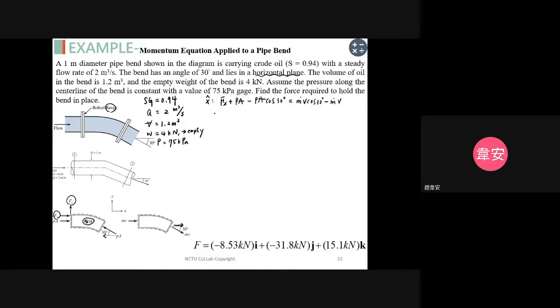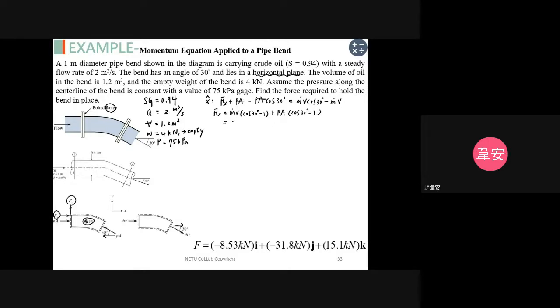Okay, we just reorganize the equations. So Fx is equal to the mass rate times V, and there is cosine 30 degrees minus 1. Also, we move the pressure force to the right hand side. So there is plus PA, and also cosine 30 degrees minus 1.